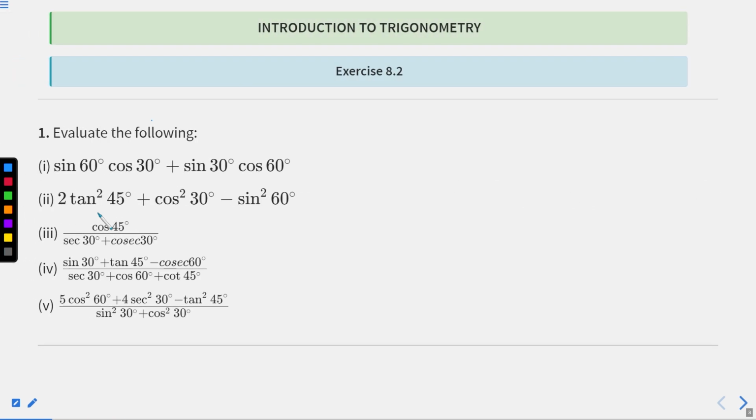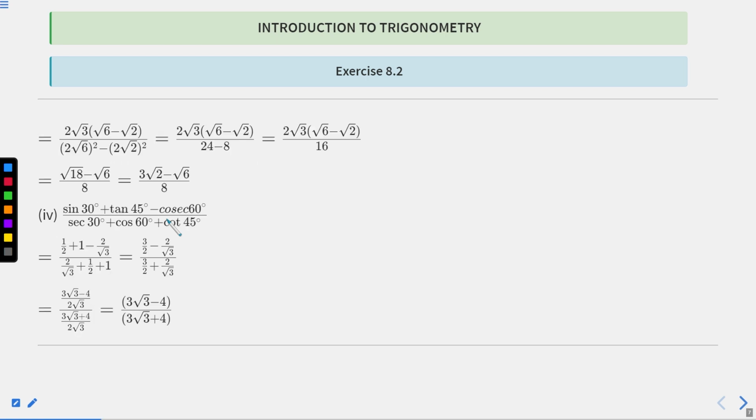So here in the third one we have given cos 45° divided by sec 30° plus cosec 30°. Okay, so basically we know the values of cos 45°, sec 30° and cosec 30°. So if we substitute all these values in this expression, then we will get our answer.